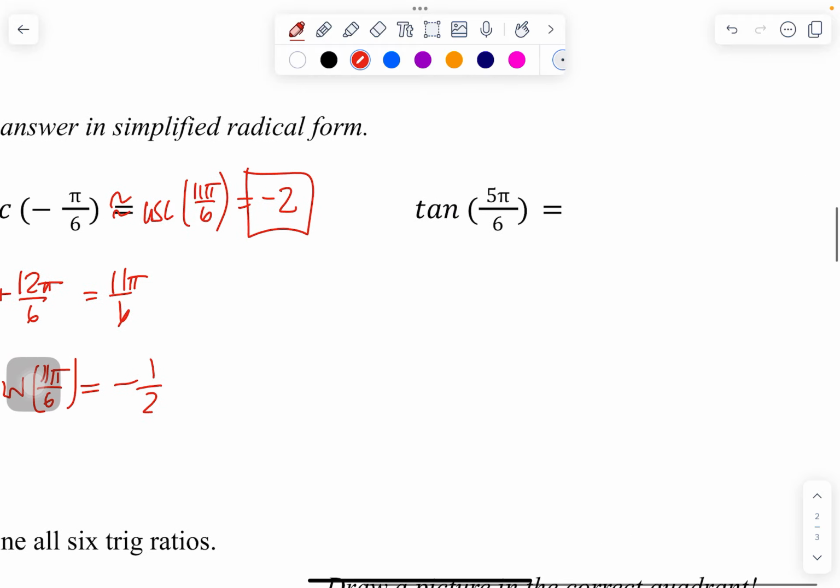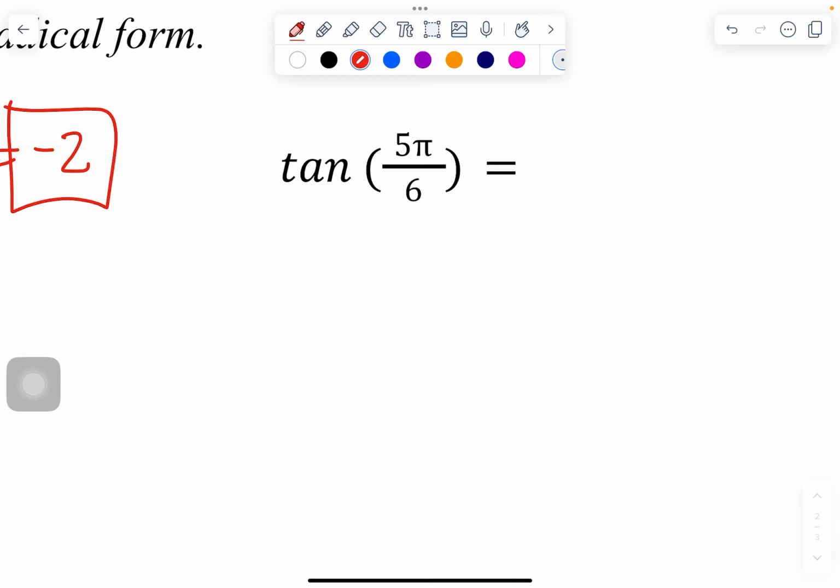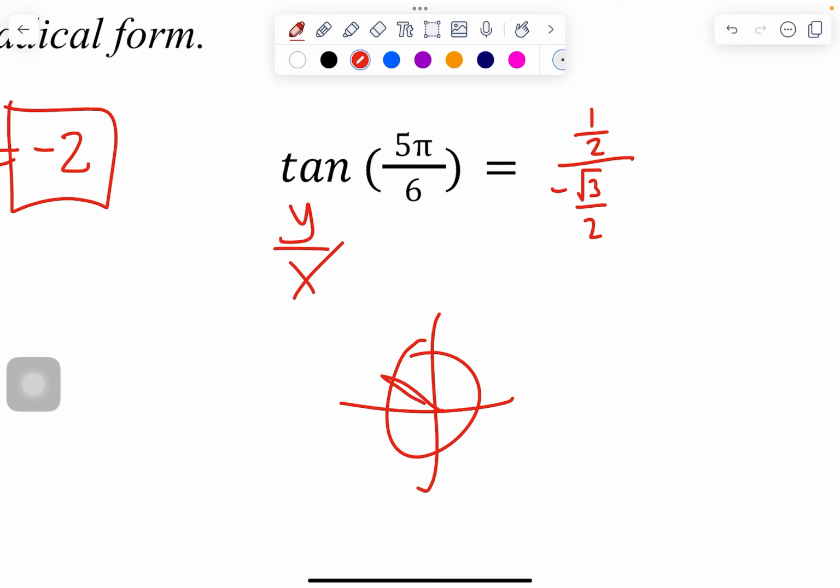On the tangent of 5 pi over 6, I'm going to locate that on the unit circle. I'm going to need the y and the x value from that coordinate. So the y value here is 1/2, and the x value is negative root 3 over 2. It's a second quadrant angle measure right here. So x is negative, y is positive.